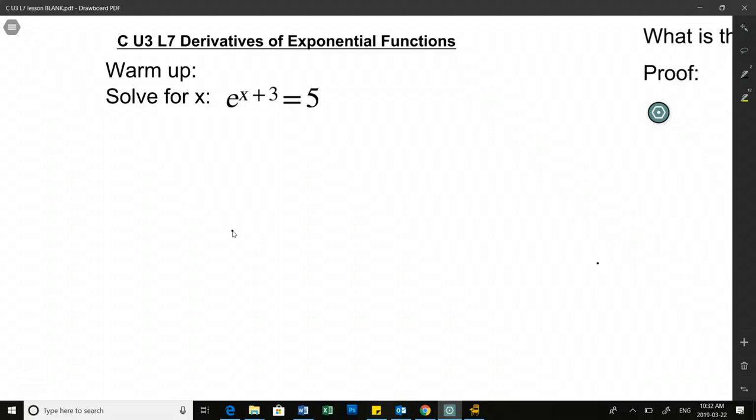Okay, does someone want to take us through how they solved this one? Zainab, go ahead.